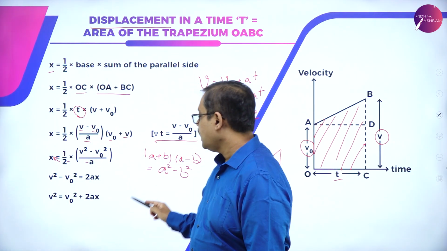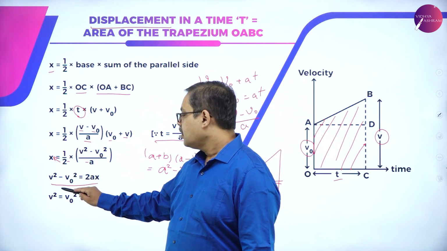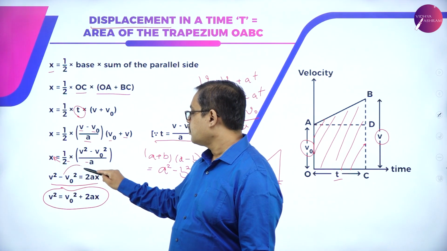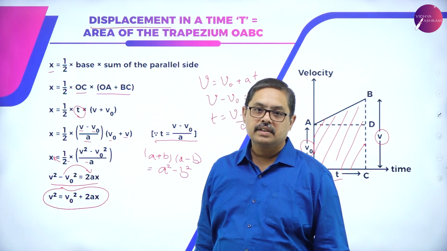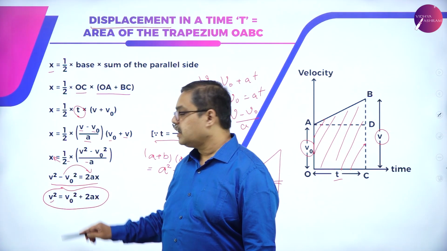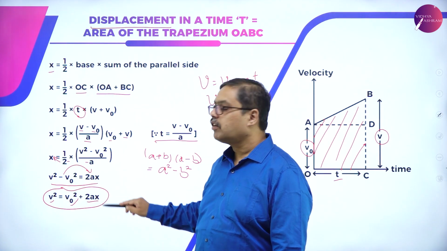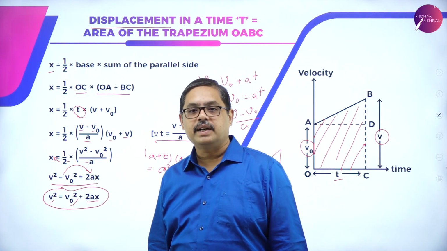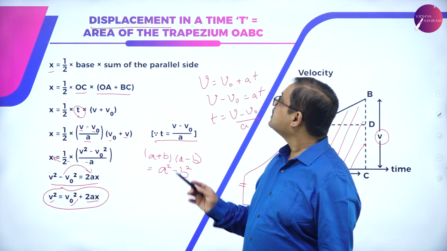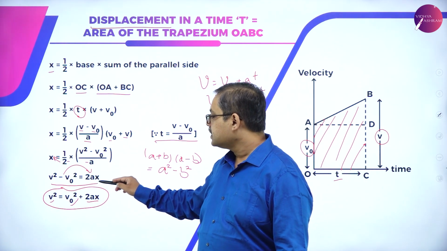So what do I get? I get v square minus v naught square equals 2ax, or v square equals v naught square plus 2ax. I shift this term from LHS to RHS. So that gets me the third equation of motion, which is square of final velocity is equal to sum of square of initial velocity plus product of acceleration and displacement. Is that understandable?